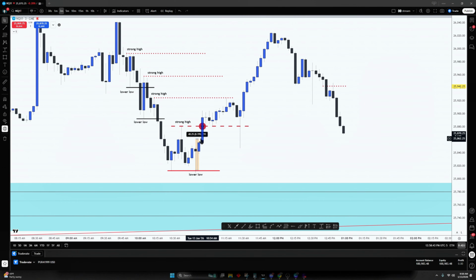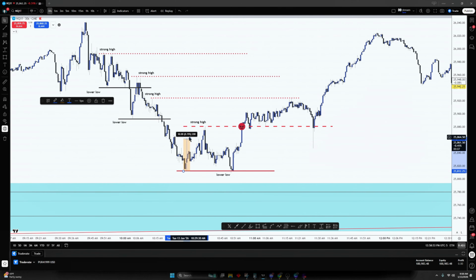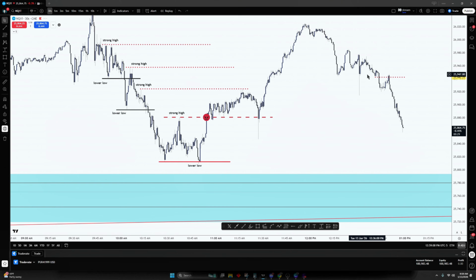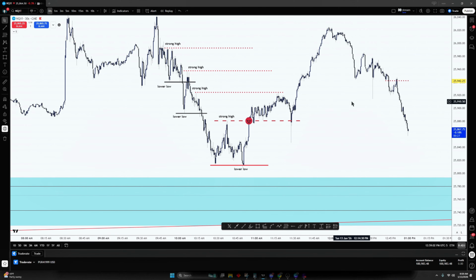I ended up using a lower time frame area to get out, but I ended up giving back quite a few points. If we drop down, I ended up using this last strong high here. So I actually gave back 36 points. I'll put the link to that live stream if you guys want to watch it.